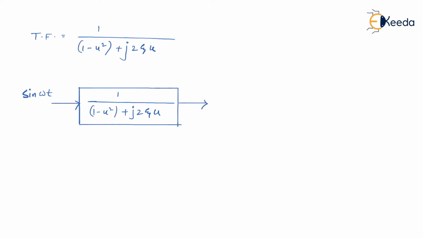You know very well, whenever we apply sine omega t as input to any LTI system, the output is also sinusoidal. Only two things are changing, that is amplitude and the phase. Therefore, the output that I can write is in the form of M sine of omega t plus some additional phase, let us say phi. So what I'm interested in is to calculate the magnitude along with the phase.